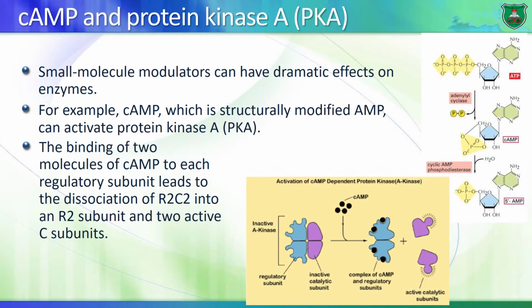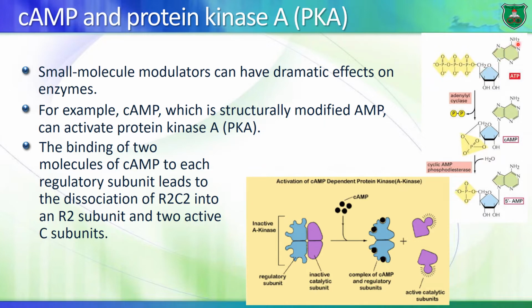Now, how is cyclic AMP affected? How is it regulated? It's rather regulated by a small molecule known as cyclic AMP. This cyclic AMP is produced from ATP. ATP is adenosine triphosphate. We introduced ATP and the structure of ATP in the molecular biology course, if you remember.